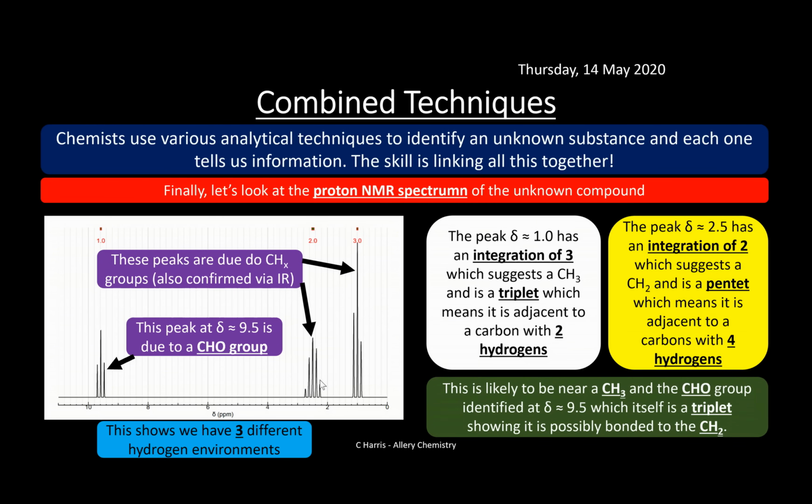And so this is likely to be near a CH3 and the CHO group identified at 9.5, which itself is a triplet. So that one at 9.5 is a triplet. So this is showing it's possibly bonded to a CH2 group. Okay, so we've got a lot of information there from NMR.